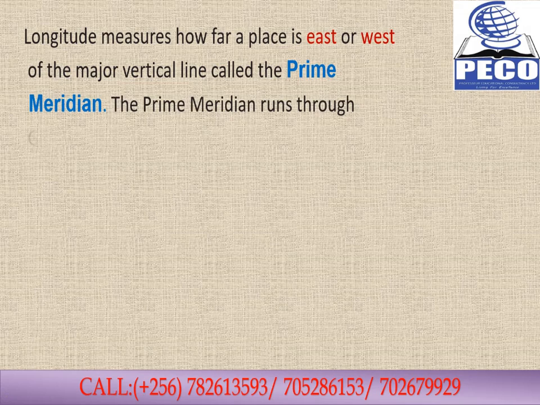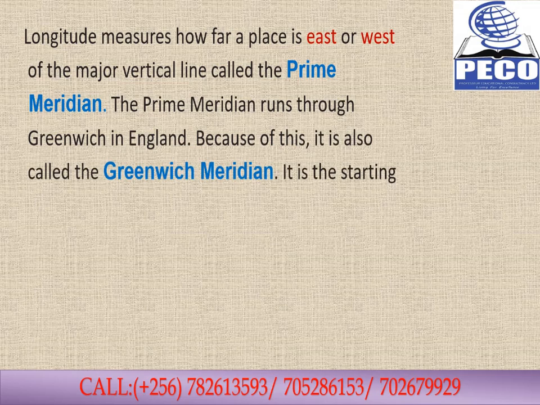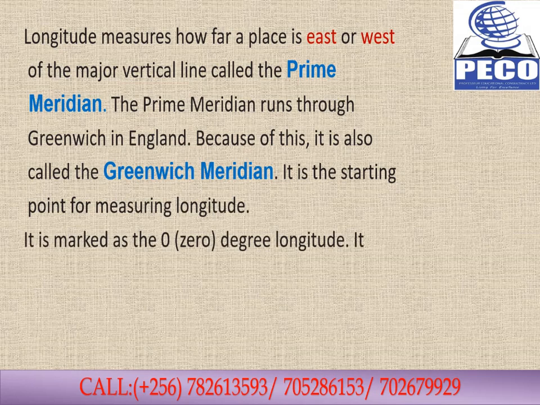The prime meridian runs through Greenwich in England, and because of this it is also called the Greenwich meridian, because it cuts through a place called Greenwich. It is the starting point for measuring longitudes, and then you measure either eastwards or westwards. And just like the equator, it is marked 0 degrees, and it is the major longitude.